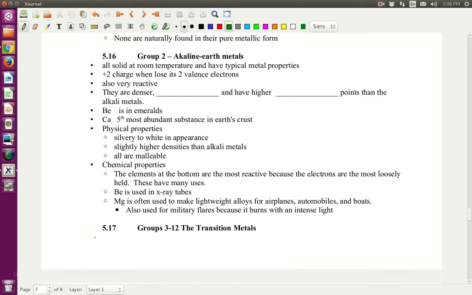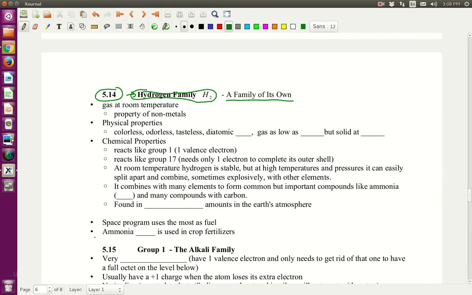Let's go back up to the hydrogen family. It's a gas at room temperature, and it has properties of nonmetals, which we've already talked about. It's colorless, odorless, tasteless, and diatomic. Remember the diatomics: hydrogen, nitrogen, oxygen, fluorine, chlorine, bromine, iodine. You need to remember those. Hydrogen's one of those, so it's H2.